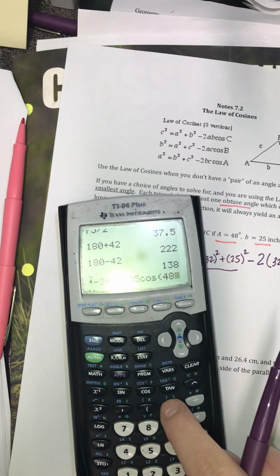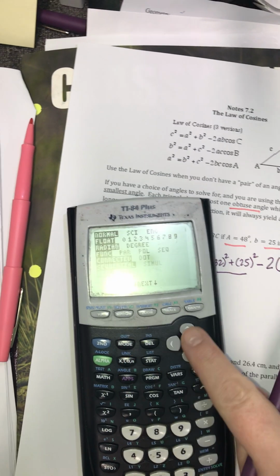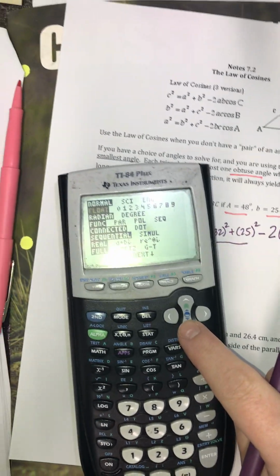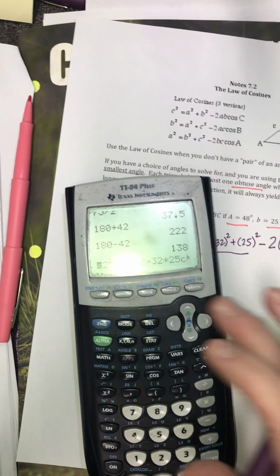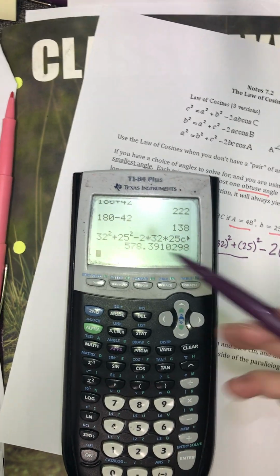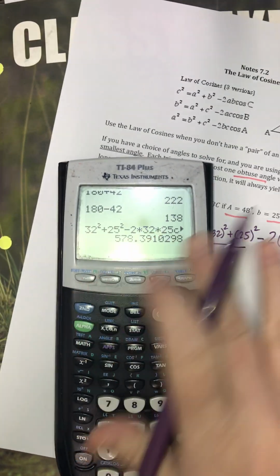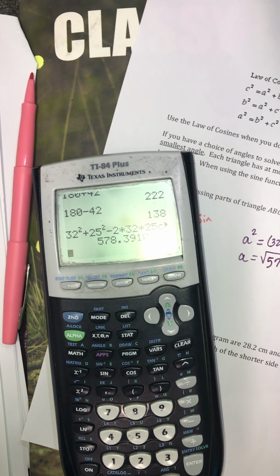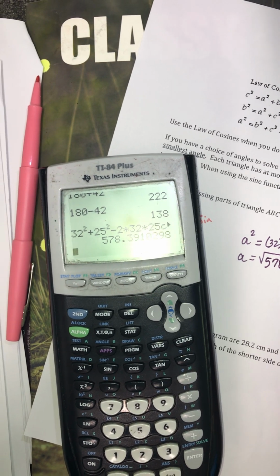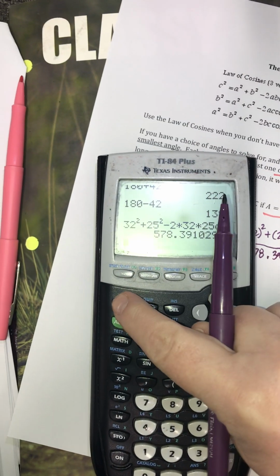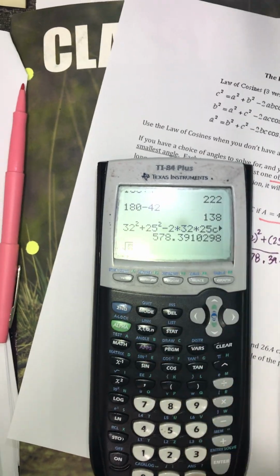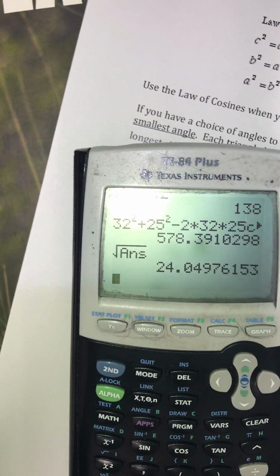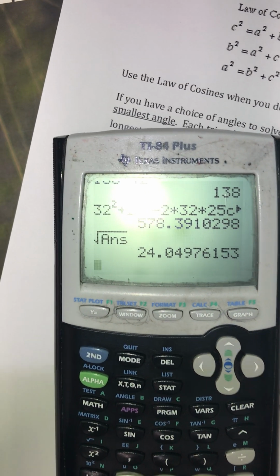I also need to make sure I am in degree mode. I am not, so I'm going to change that to degree mode. Hit enter. I get this lovely number that is not my side length. I have to take the square root of 578.39 and some change. So that I don't round, I'm going to hit second square root, second answer. Taking the square root of the answer, I will approximate to about 24 inches.